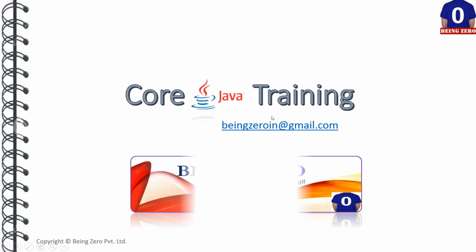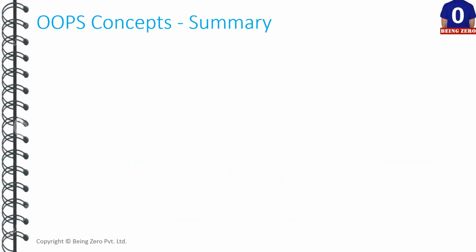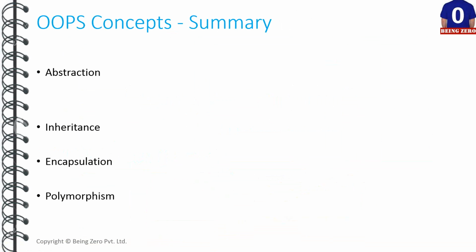So let's begin with today's discussion. Yesterday we talked about the four OOPS concepts. I'm beginning with a summary. First is abstraction, then inheritance, then encapsulation, and the last one is polymorphism. We will be covering these concepts with a live example. We will be building something concrete, and we will see how each one of these concepts plays a role in building software.